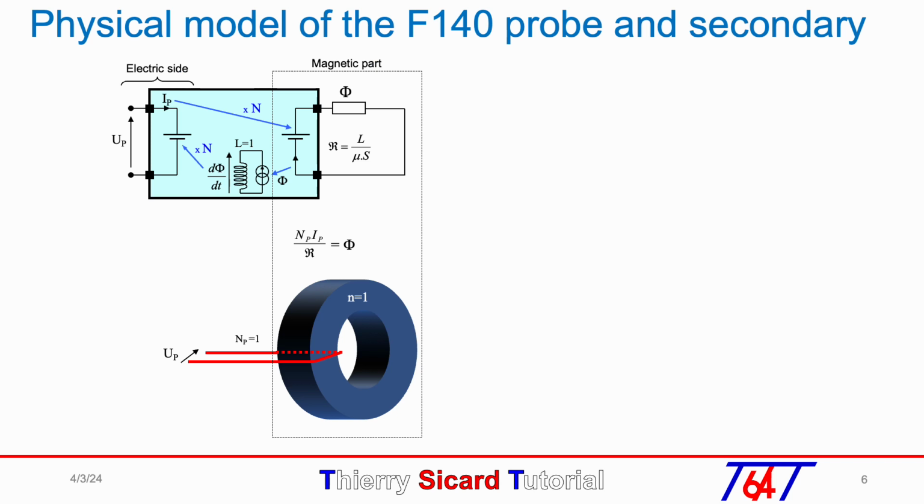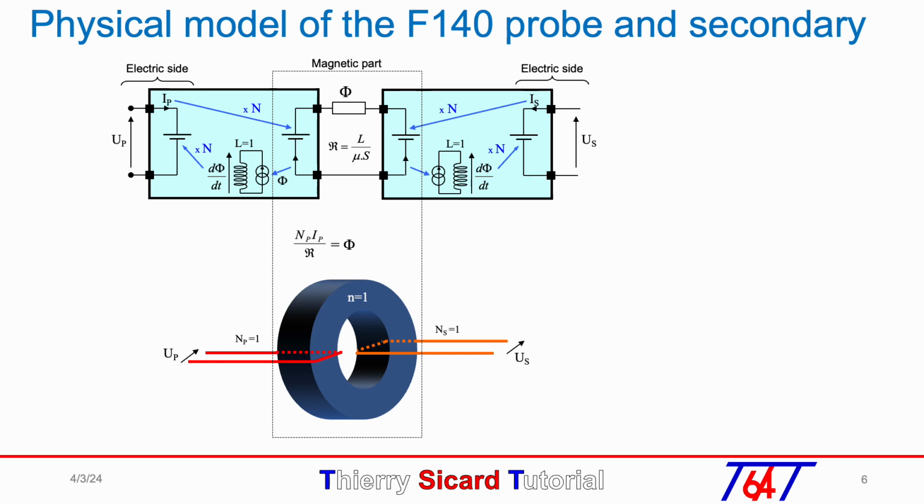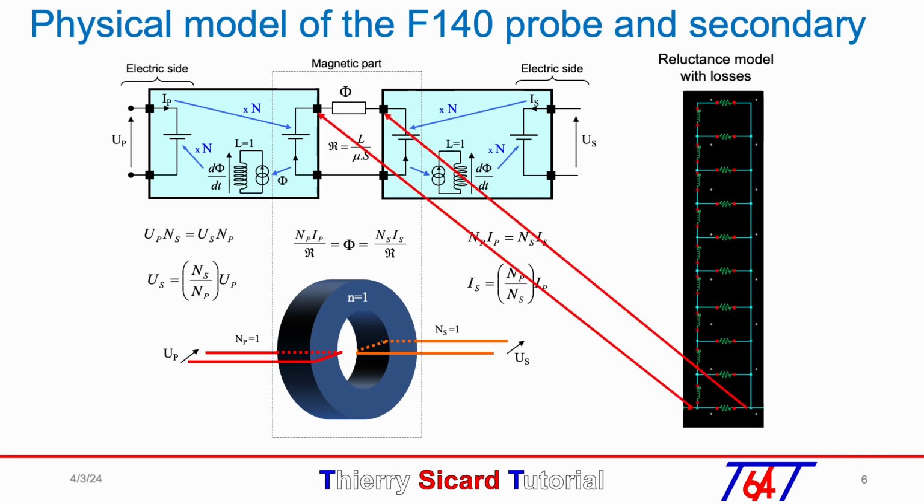On the basic inductance model, we can add the secondary circuit with 1/3 NS equal 1 and the secondary model. Of course, the magnetic flux phi equals NP·IP over R, but also NS·IS over R. From this flux equivalence, we get the formula NP·IP equals NS·IS, and with the ratio n equal 1, US equals UP. Now, if we replace the reluctance model R by the L-R network, the model will have the ferrite losses.